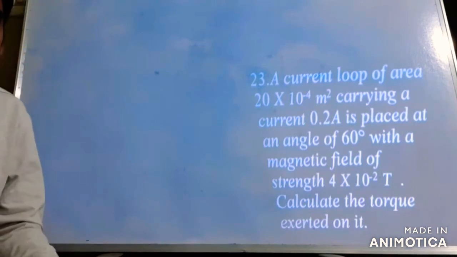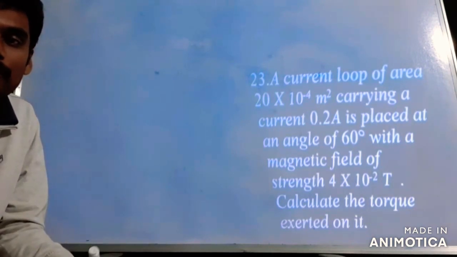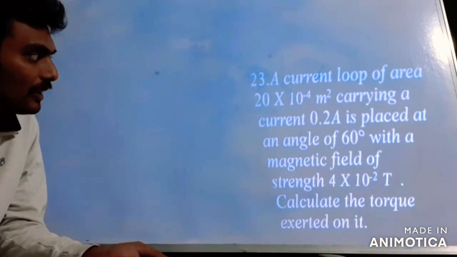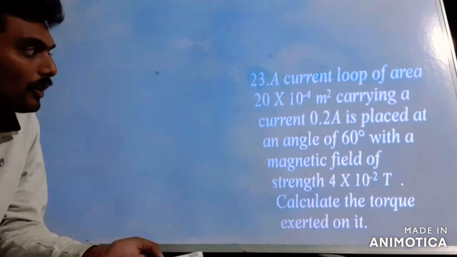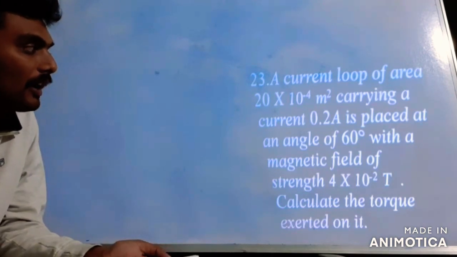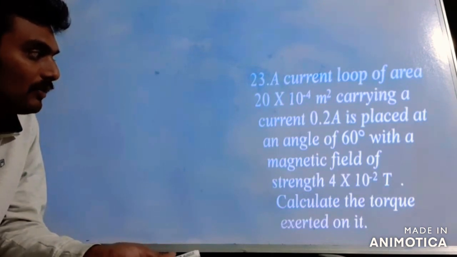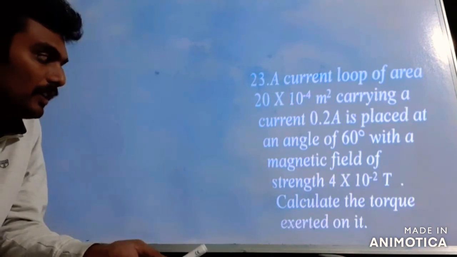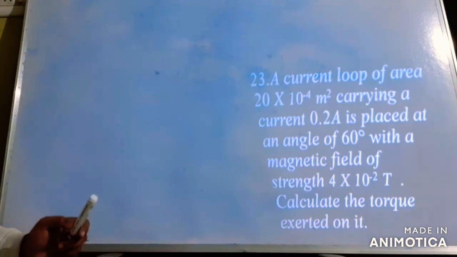So the next question, number 23, is as follows. A current carrying loop of area 20 into 10 to the power of minus 4 meters squared, carrying a current 0.2 ampere, is placed at an angle of 60 degree with the magnetic field of strength 4 into 10 to the power of minus 2 Tesla. Calculate the torque exerted on it.